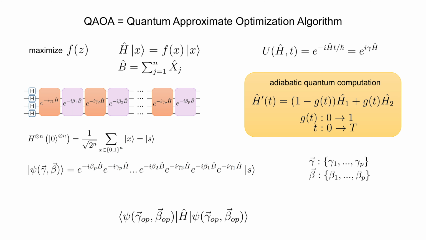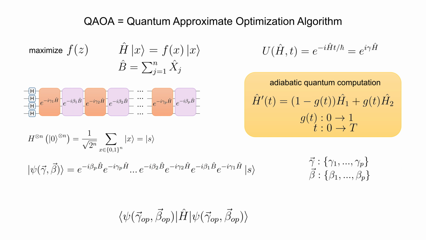To answer this question, we need to recall the model of adiabatic quantum computation, which is based on a theorem known as the quantum adiabatic theorem. This theorem says that if we take a quantum system whose Hamiltonian slowly changes from h1 to h2, then, under certain conditions on h1 and h2, the ground state, the lowest energy state of h1, gets transformed to the ground state of h2.